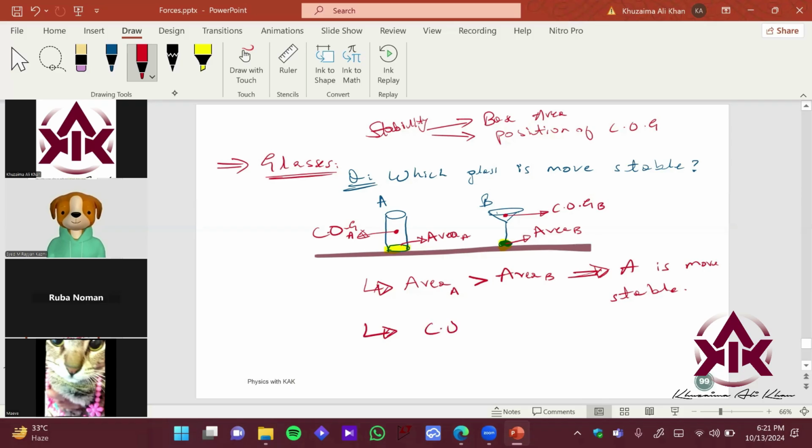So you can also compare it from the center of gravity point of view. You can say that the center of gravity of glass A is lower than the center of gravity of glass B. Therefore, A is more stable.